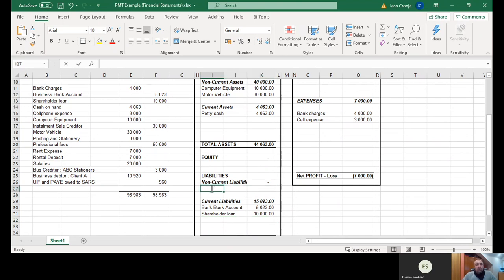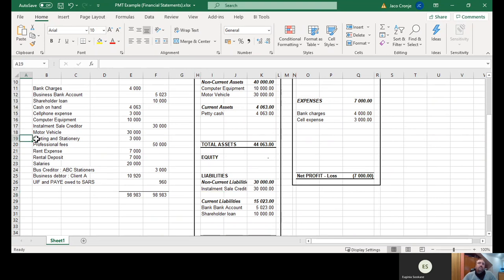But for this training example, I just want to get the idea. So I'm just going to classify the whole thing as a non-current liability, so that you can understand that once you have to pay something off for a whole number of years, that means it's a non-current liability. Right, so that's those two done.